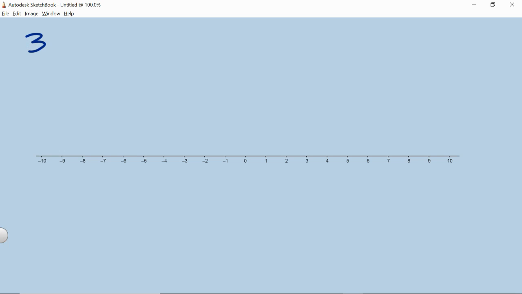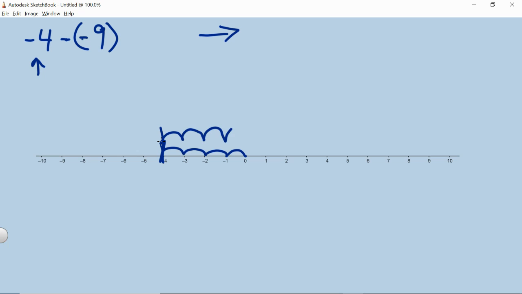Let's try 3. No, we already did a positive minus a negative. Let's do a negative minus a negative. Negative 4 minus negative 9. Okay, where am I starting? I'm starting at negative 4. 1, 2, 3, 4. Which way am I going? I'm subtracting a negative. Subtracting a negative takes us to the right on the number line. So we're going to go 1, 2, 3, 4, 5, 6, 7, 8, 9. That takes us to our answer, which is 5.